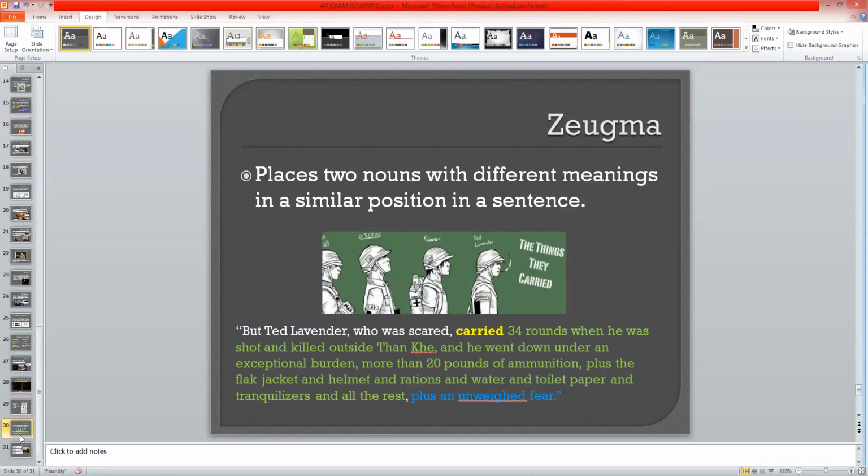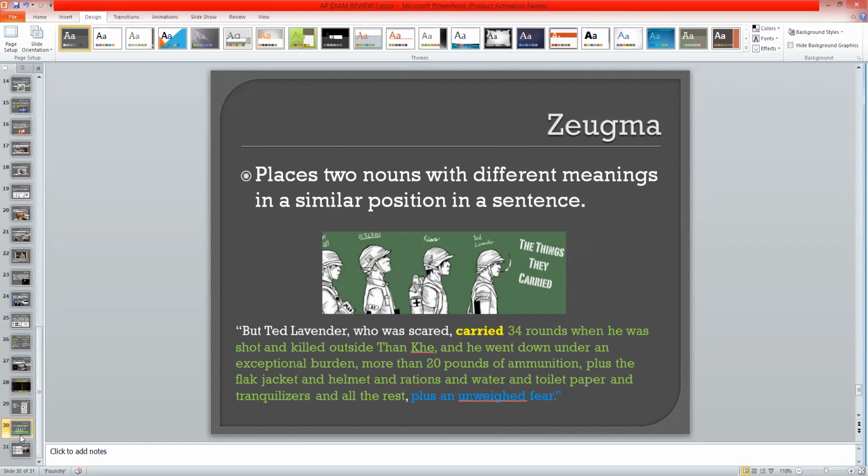Zeugma places two nouns with different meanings in a similar position in a sentence. Zeugma is kind of a weird one because it has a great effect in conserving a verb, but it's maybe tricky for your reader to follow. So I'll read an example. It comes from the book Things They Carried.